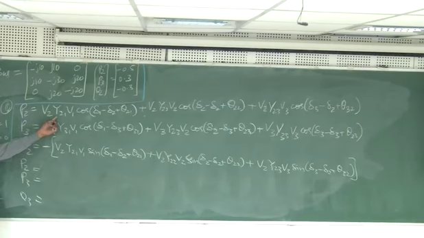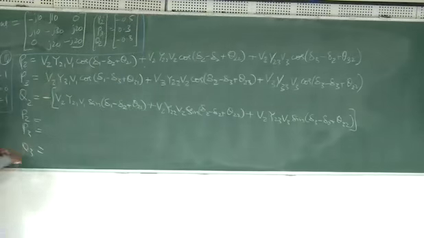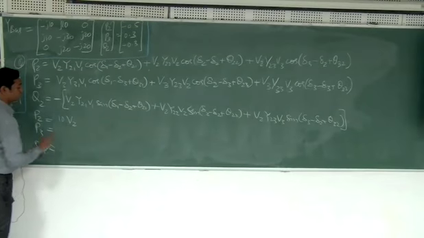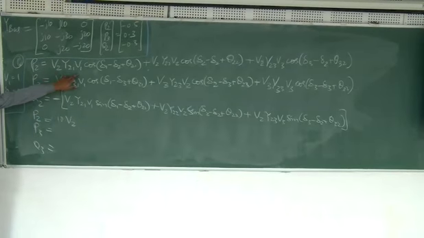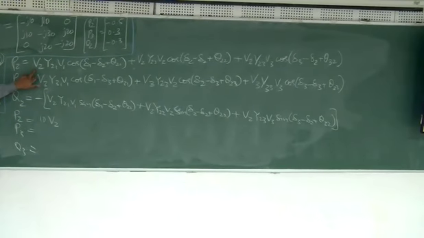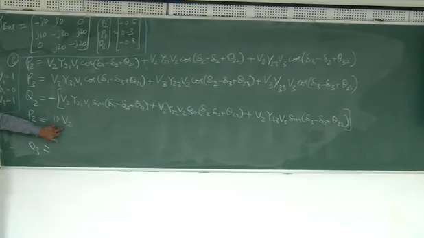Y21 is how much? 10. Second row, first column. Okay. Magnitude. So 10 V2. V1 is just 1 itself. So this term will be 10 V2. V1 is 1, this is 10, and this is unknown, so it will be 10 V2.